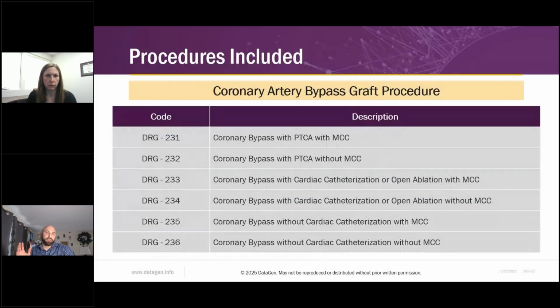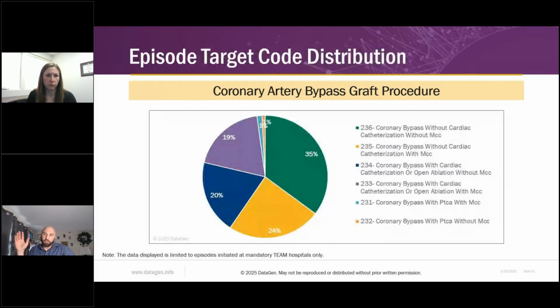Lastly, we have cabbage. For the DRGs, there are 6 DRGs, but really 3 different types of groups. We have the PTCA, which is 231 and 232, and as you're going to see in the next graph, they're 2%, a very, very small percentage. 233 and 234, that's cabbage with catheterization. And then the last 2 are cabbage without the cardiac catheterization. And just keep in mind, cabbage is the lowest volume episode category. It only makes up 5% of TEAM.